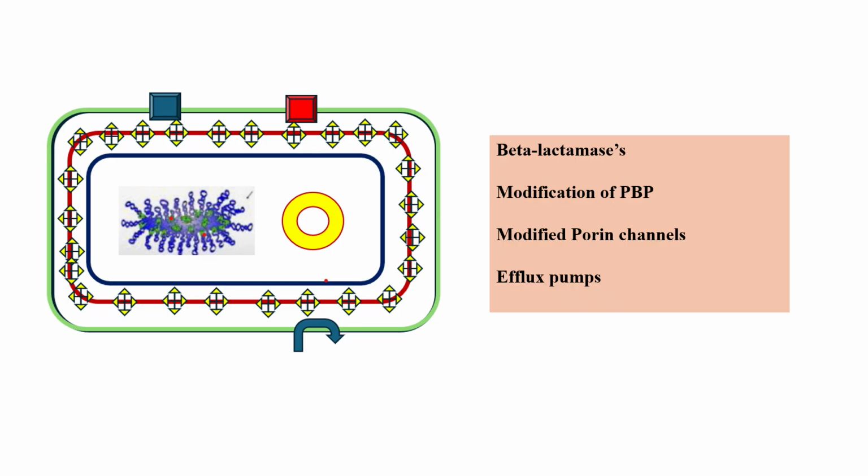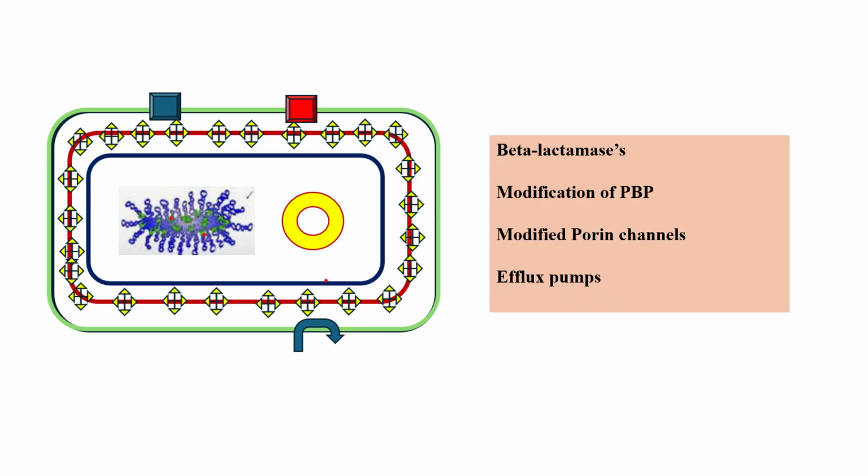So the most common mechanism of resistance is production of beta-lactamases. If you have a beta-lactam antibiotic coming and trying to bind to the peptidoglycan layer in this periplasmic space, the bacteria will produce some enzymes, either from the chromosome or from a plasmid, and these enzymes will go and break the beta-lactam antibiotics. These are called beta-lactamases. AmpC beta-lactamases, extended spectrum beta-lactamases or carbapenemases are the enzymes which will go and break the beta-lactam antibiotic.